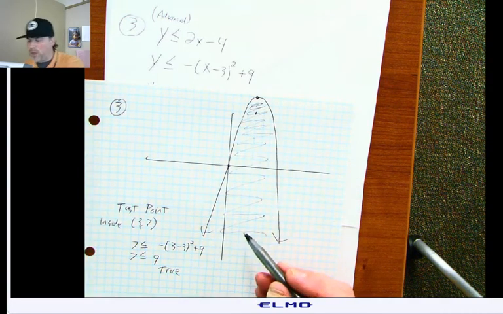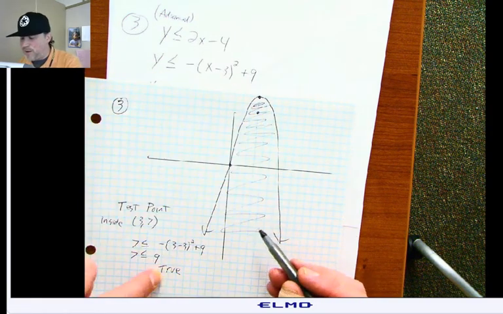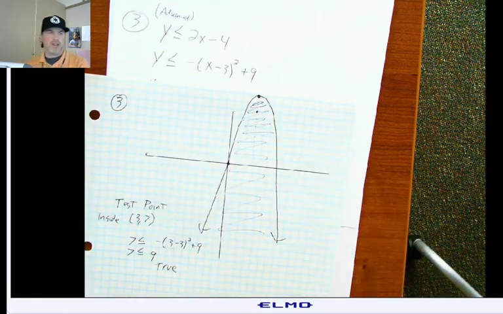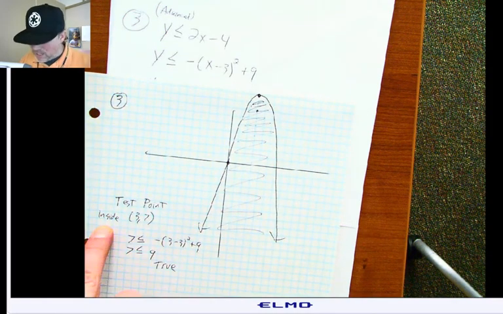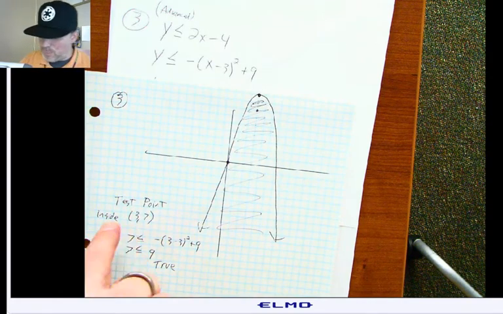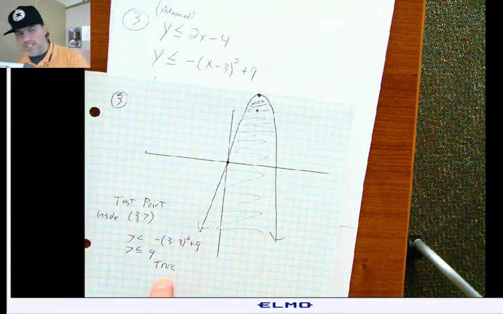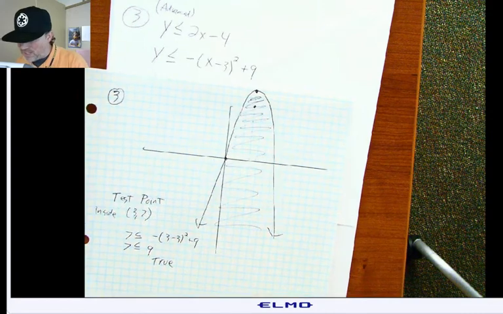If the test point is inside and you get a false statement, you shade on the outside. If your test point was outside and it was true, you would shade on the outside. If your test point was outside but it was false, you would shade inside. So it's either going to work inside or outside the parabola. In this case, it was inside.